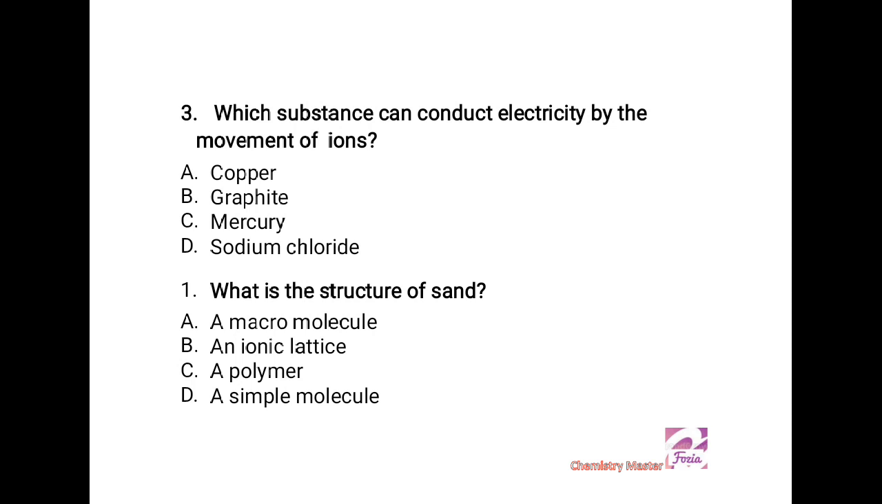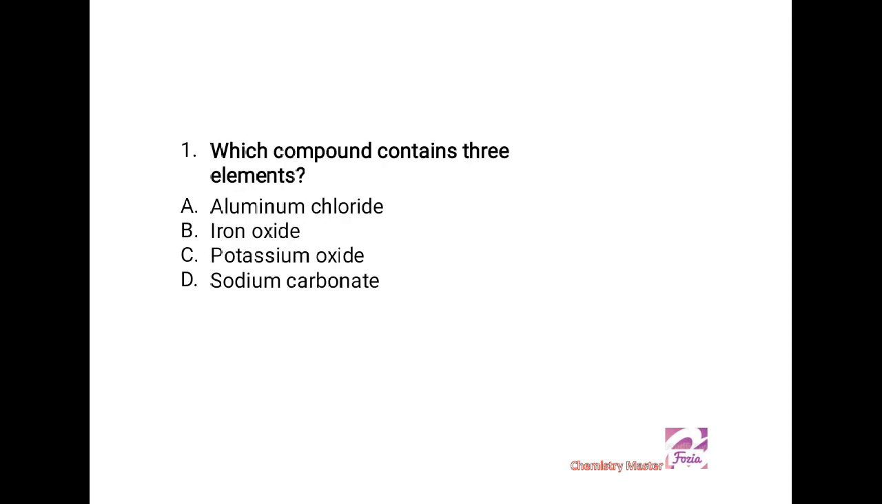The next is, what is the structure of sand? Sand is a macromolecule. When you cover this topic, you have to learn two examples to show macromolecules. One is diamond and the other is graphite. These are the elemental macromolecules, and you see the sand is SiO2, silicon dioxide, whose tetrahedral molecules are arranged to form the macro structure, to form a giant structure. So you have to learn this also.